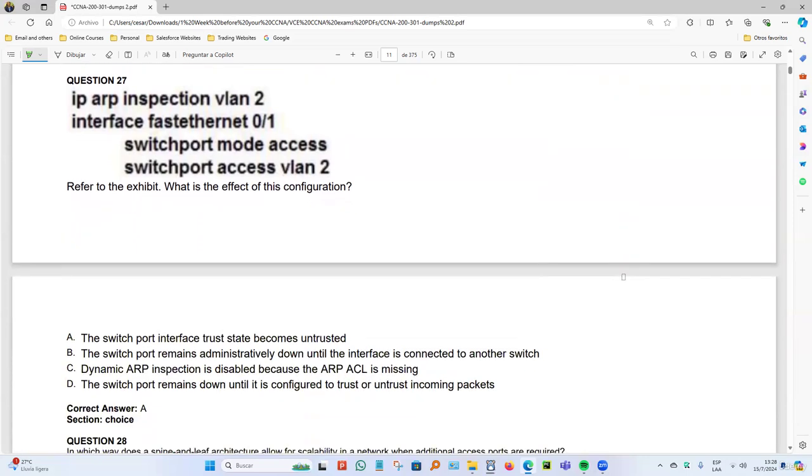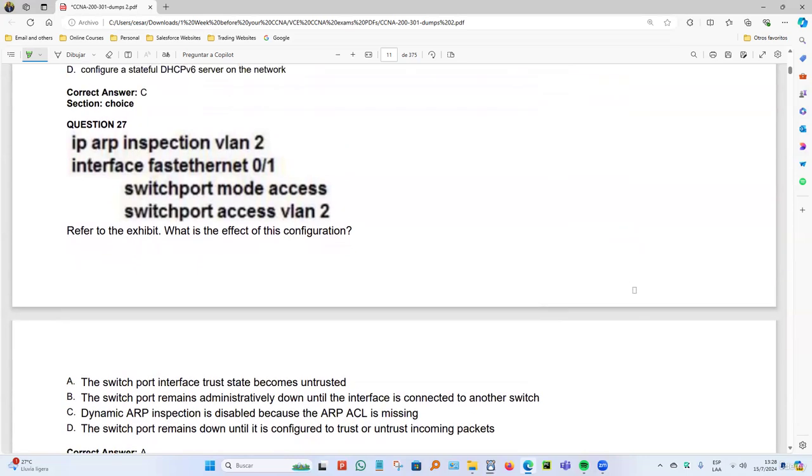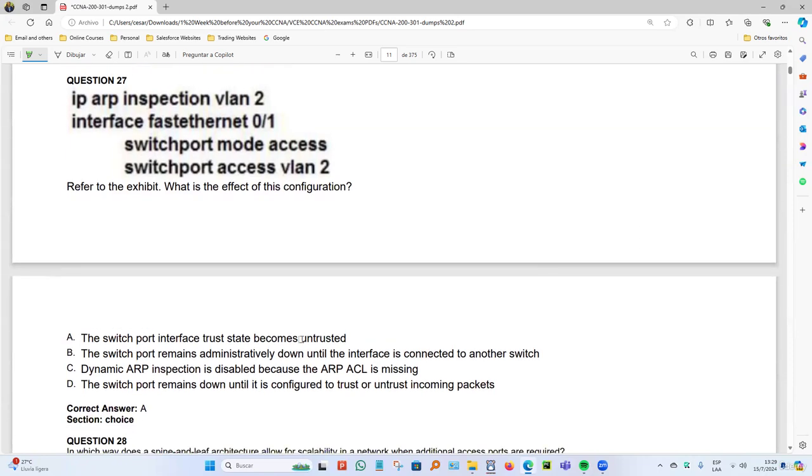Question 27. We have the following commands configured: ip arp inspection vlan 2, interface FastEthernet 0/1, switchport mode access, switchport access vlan 2. Refer to the exhibit. What is the effect of this configuration? In fact, we are adding ARP inspection. So let's see. The answer is A. The switch port interface trust state becomes untrusted.